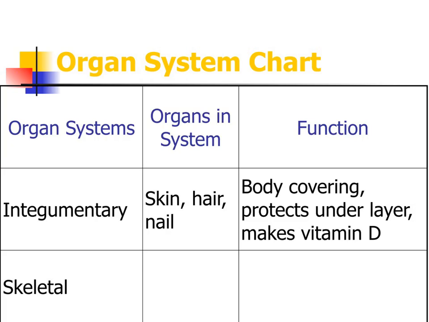So the first one is integumentary system. Then the organs that belong in this system are skin, hair, and nails. And then the function of the integumentary system is a body covering. It protects the underlying layers, and then it also makes vitamin D.